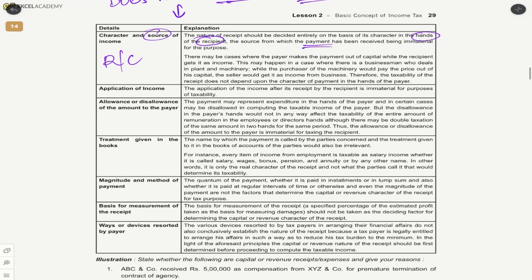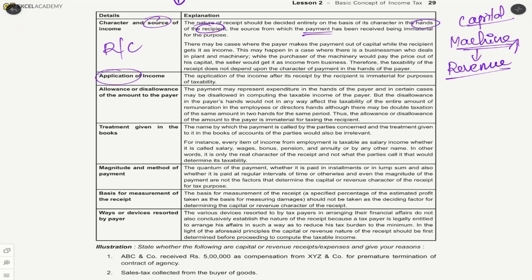In fact, let us look at one of the examples given here. Let's say we purchase a machine. When you purchase a machine, what is it to the payer? For the payer, it is a capital item. He makes the payment and he purchases a machine. For him, it is capital. Whereas for us, it is a revenue item because our main business is to buy and sell machines. When we buy and sell machines, it is our day-to-day business. There is no way it can be treated as a capital item. And the second aspect is with regard to the application.